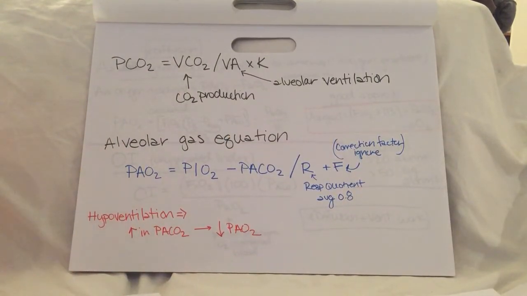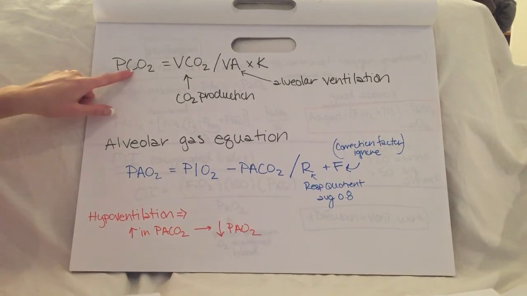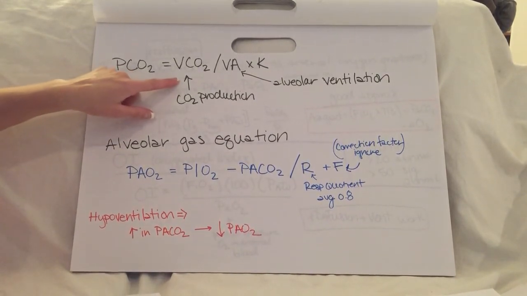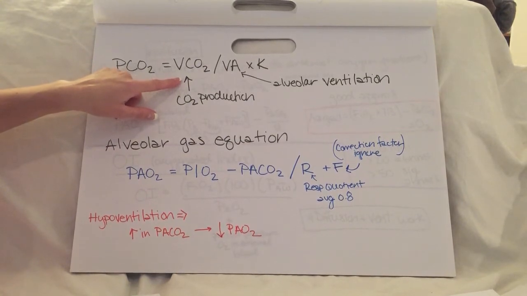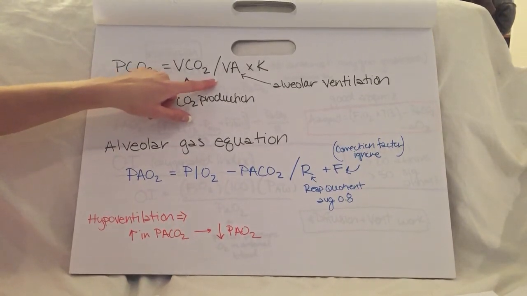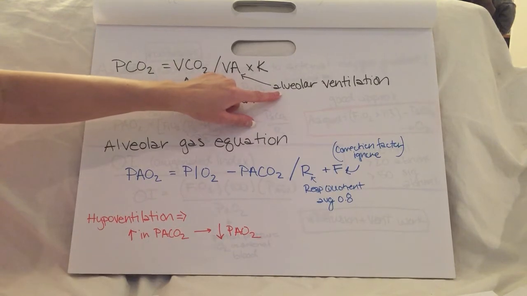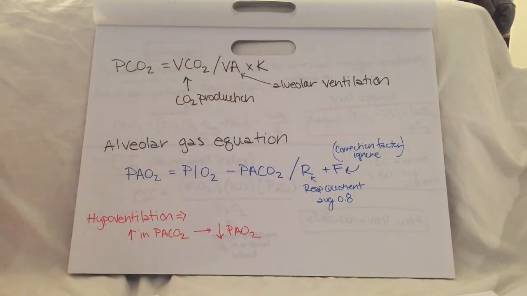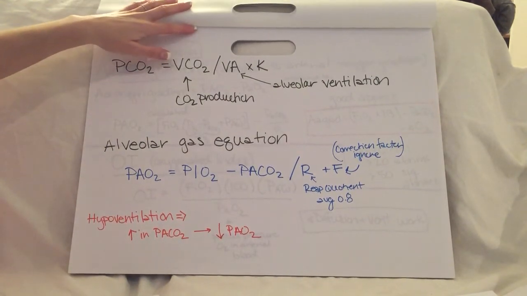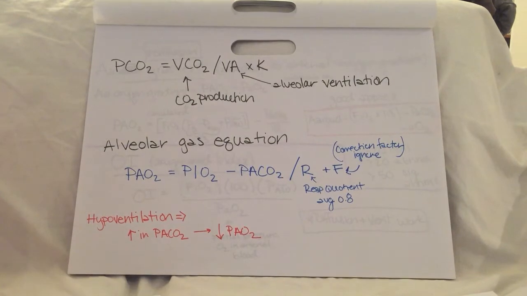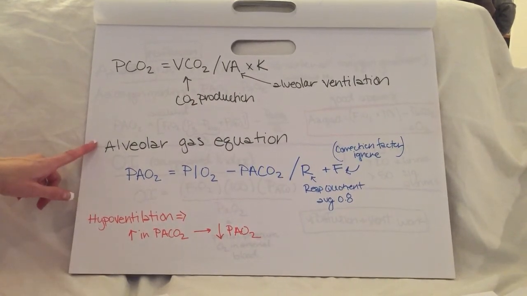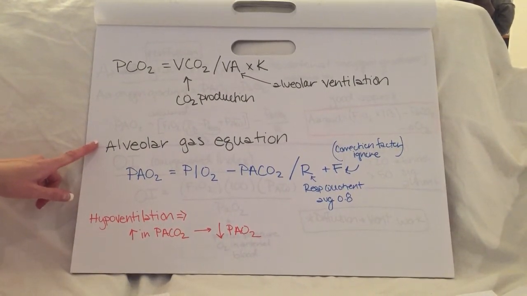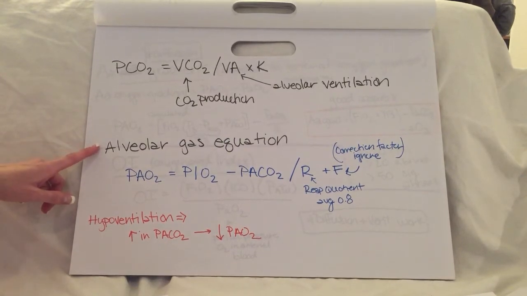Our ventilation equation is our pressure of CO2 is equal to our CO2 production divided by our alveolar ventilation, and K represents a constant. Knowing a little bit about the mathematics is mostly important because it helps you understand the interplay between ventilation and oxygenation.